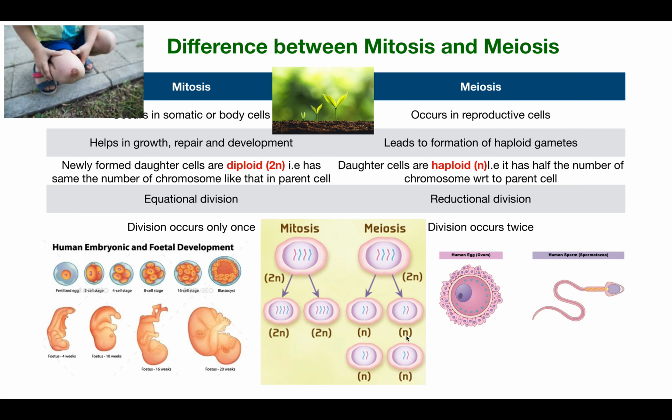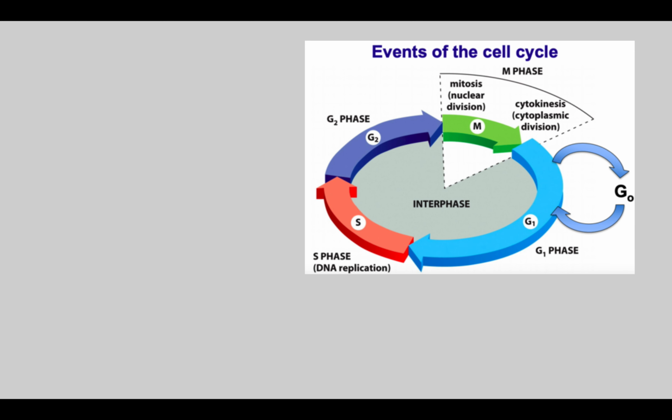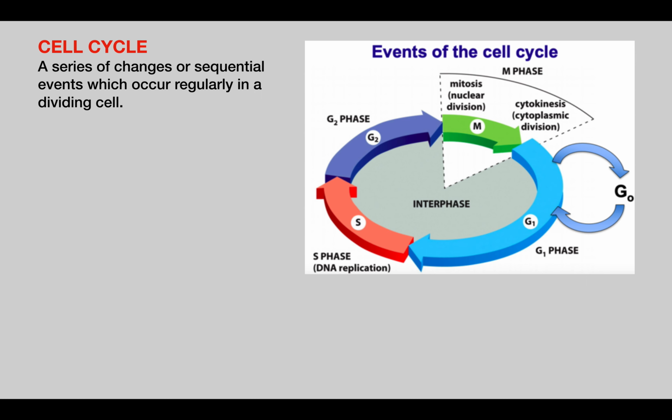Now the next topic is regarding the cell cycle. From the term itself, you can come to know cycle means something that is a repetition of events. Now here the cell divides at regular intervals and that's why it is referred to as the cell cycle. Now if you check this particular diagram, you will come to know.